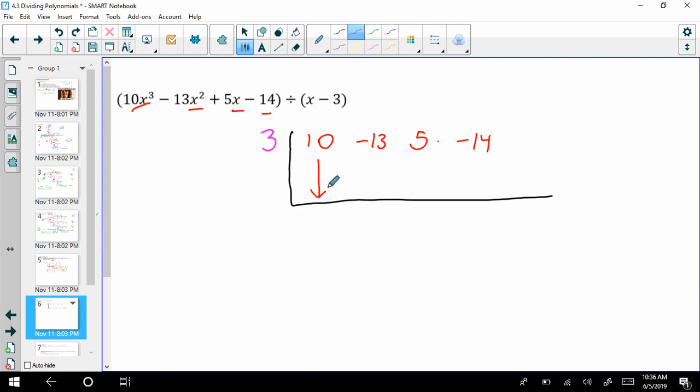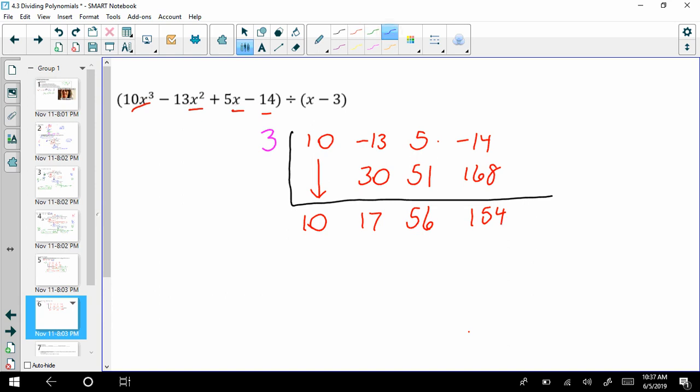Okay, the first number, we're going to bring it down, drop it like it's hot. And now we're going to multiply 10 times 3. And now we're going to add them, combine them together, so -13 plus 30. And now we're going to multiply 17 times 3. And now we're going to add 5 plus 51. And now we're going to multiply 56 times 3. And now we're going to add. So it's back and forth, multiply, add, multiply, add, multiply, add. And we're done. We have our result.